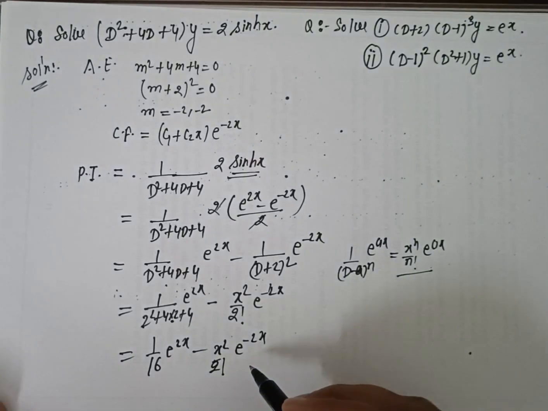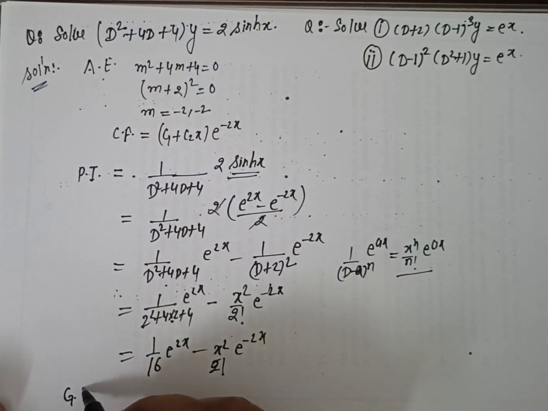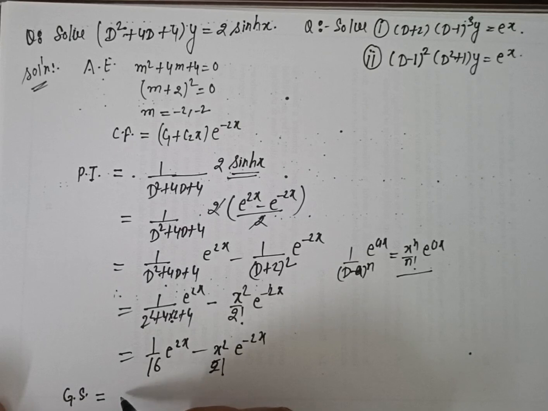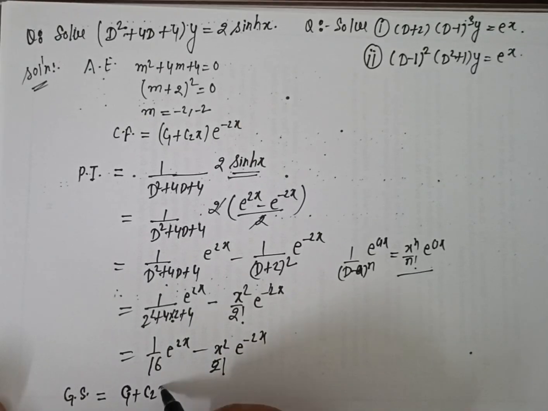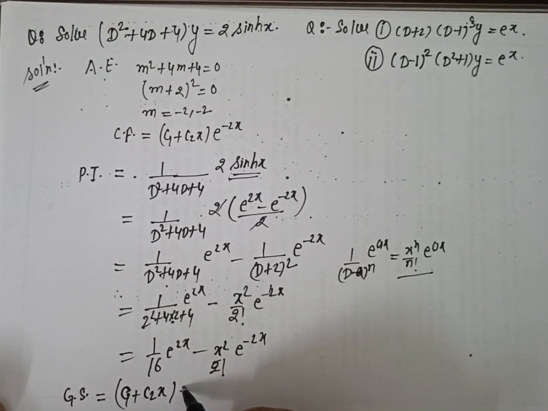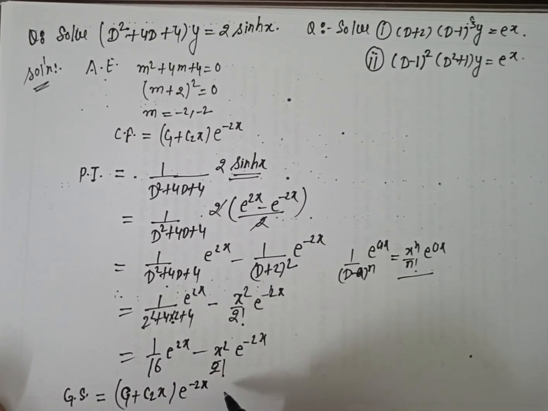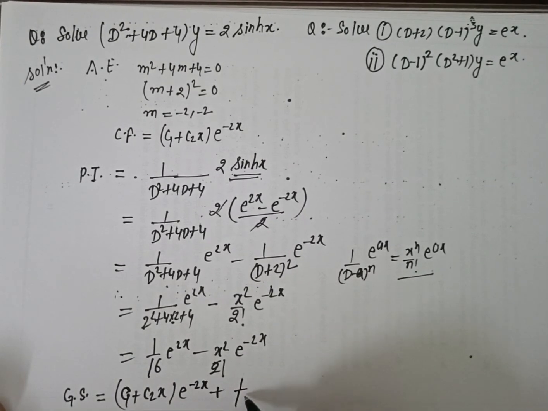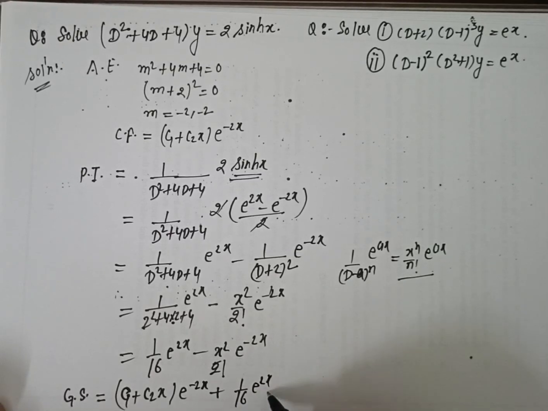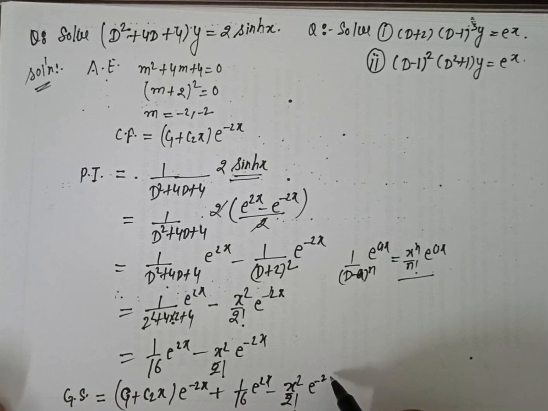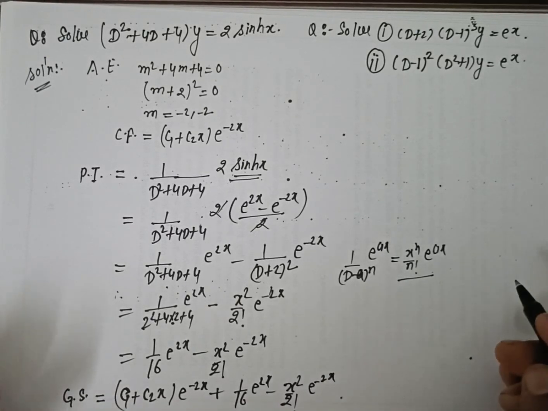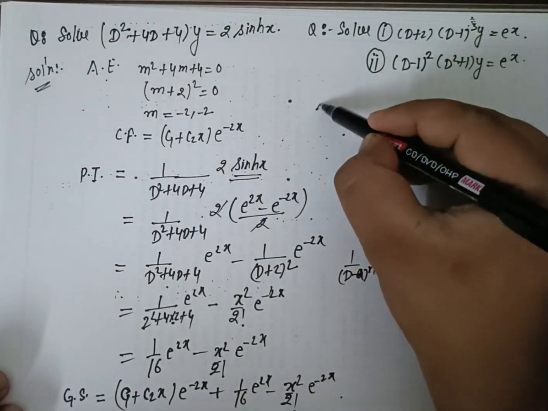This is your particular integral, and the general solution will be CF plus PI, that is c1 plus c2 x, e to the power minus 2x, plus 1 upon 16 e to the power 2x minus x square by 2 factorial e to the power minus 2x. Similarly, we have these two questions also.